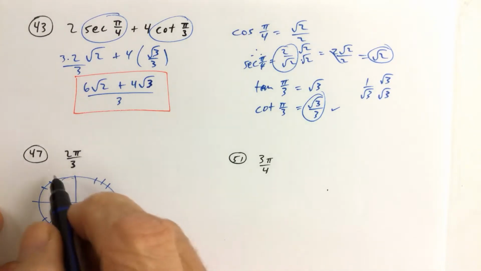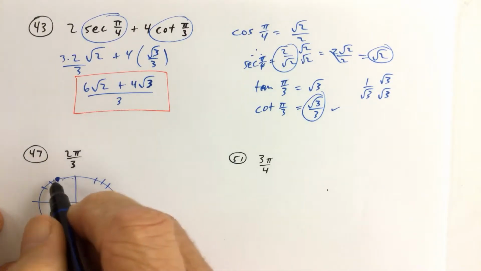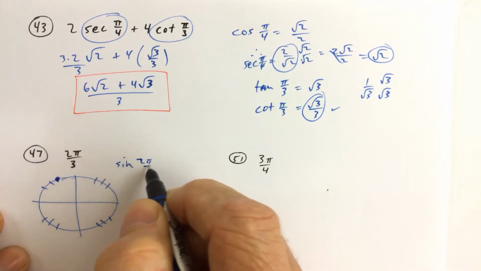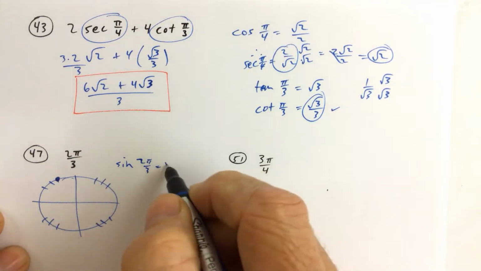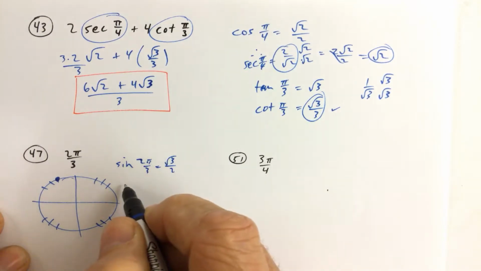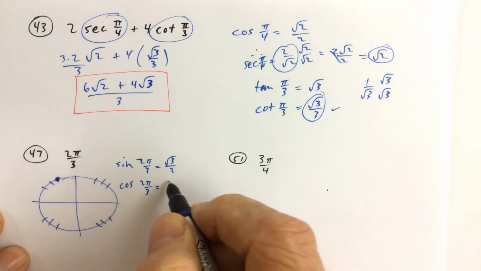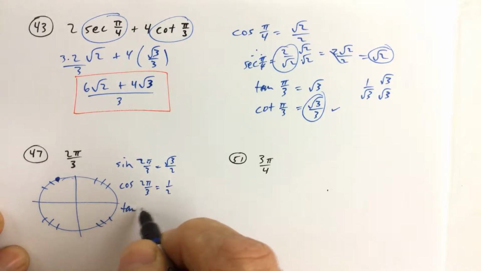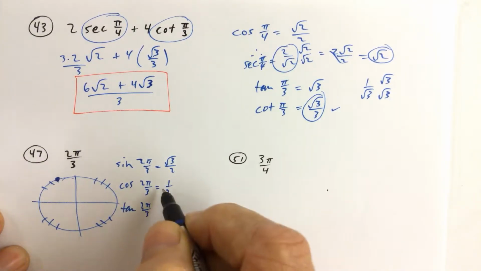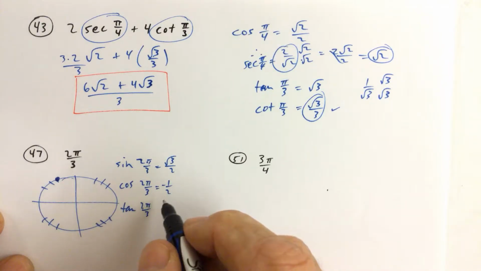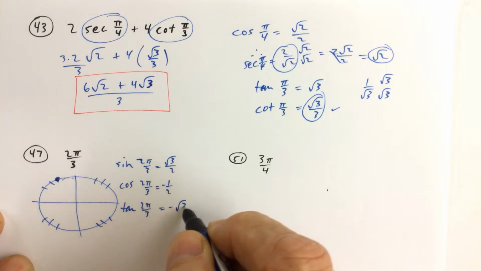So if it's 2 pi over 3, we're right there. We know that guy right there, so the sine of 2 pi over 3 is equal to radical 3 over 2, and the cosine is negative 1/2, because it's in the second quadrant. Tangent of 2 pi over 3, that's the negative radical 3.